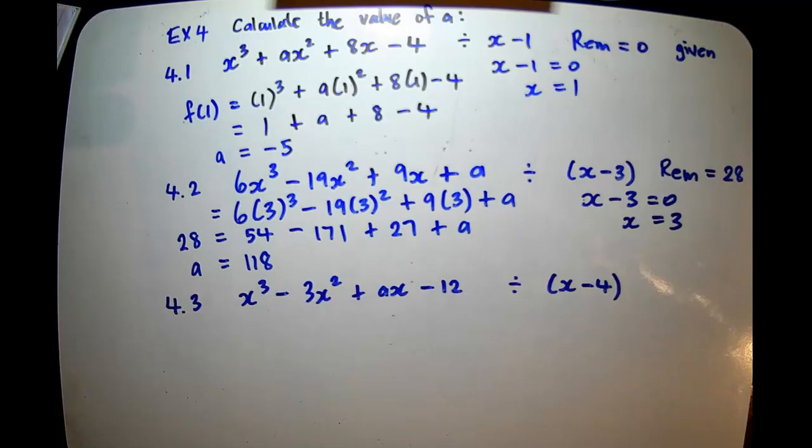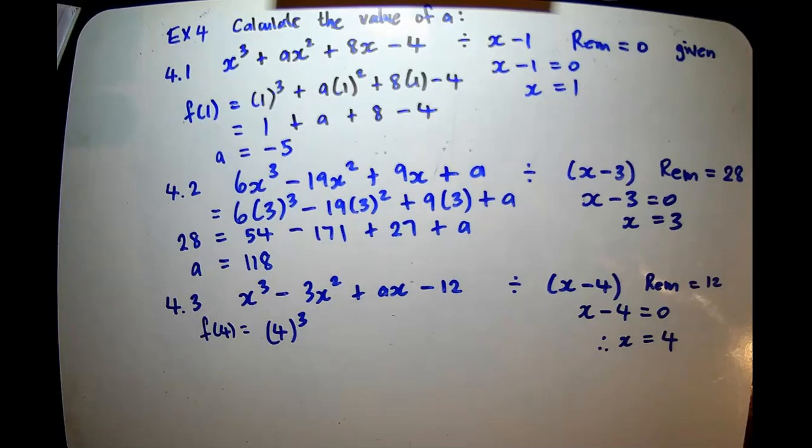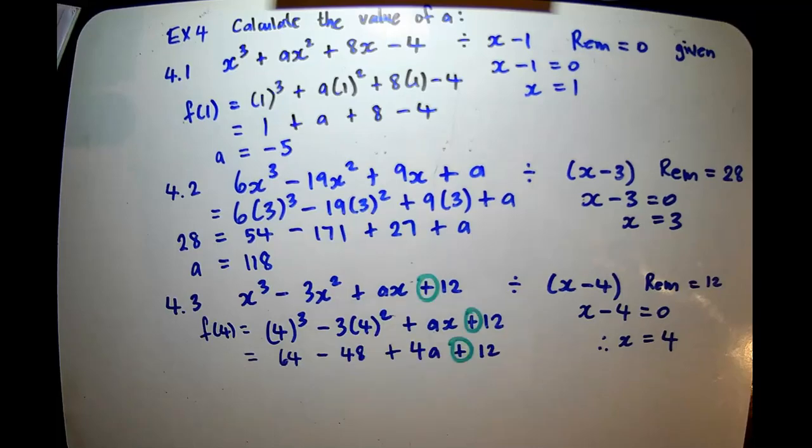In 4.3, we have x cubed minus 3x squared plus ax minus 12 divided by x minus 4. So the remainder they tell us is 12. So x minus 4, we must let it equal to 0. This will mean x is equal to 4. So we must substitute f of 4 into the equation. And as we substituted, 4 to the power 3 is 64, minus 3 times 16, okay, will give us 48. And so we can substitute it all. Don't forget, x was equal to 4 because we substituted f of 4.